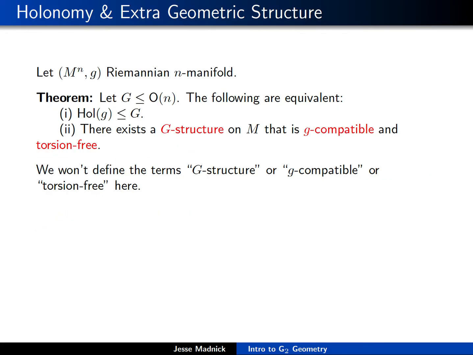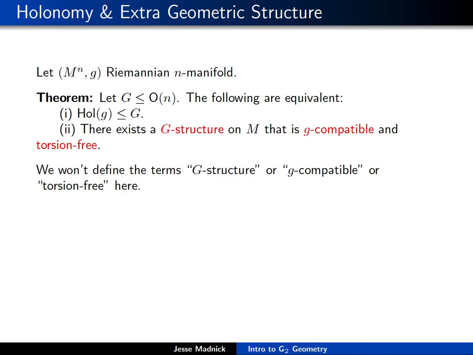Finally, I should mention that the holonomy group is intimately related to the presence of compatible geometric structure. So the theorem, which is classical, goes like this. Let's say you have a Riemannian n-manifold and you choose a subgroup G of the orthogonal group, then the following two conditions are equivalent. One is that the holonomy of the metric is contained in G, and the other condition is that there exists a G-structure on M that is compatible with the metric and torsion-free. And torsion-free means flat to first order.